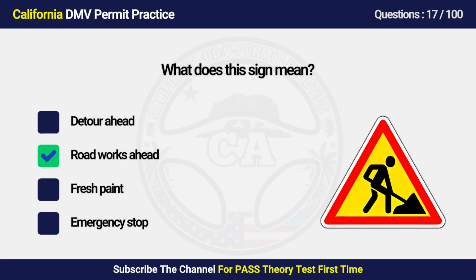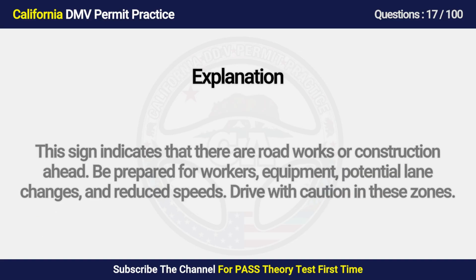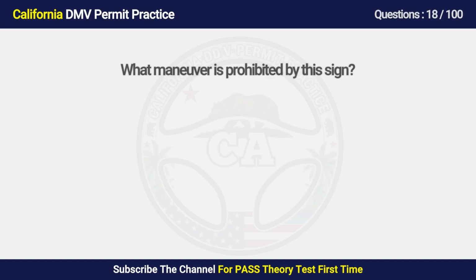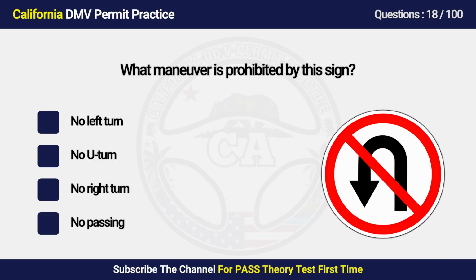Answer is B. Road works ahead. This sign indicates that there are road works or construction ahead. Be prepared for workers, equipment, potential lane changes, and reduced speeds. Drive with caution in these zones. Question 18. What maneuver is prohibited by this sign? A. No left turn. B. No U-turn. C. No right turn. D. No passing.